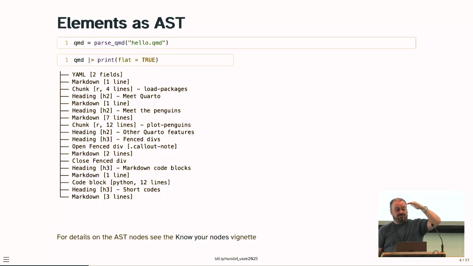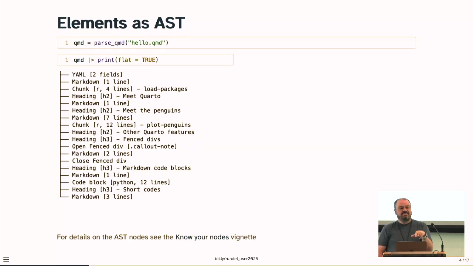And so when I'm printing this out, what we can see at the top is the YAML. That was followed by some markdown text. Then we had our R code chunk. So we can see that's R. It's a chunk. It's R. It has 4 lines. And then we also expose the label, if that's there, because that's useful for signposting where things are. Then there's headings. There's markdown, chunks, fenced divs. All of those things that I just mentioned on the previous slide are represented in this AST.